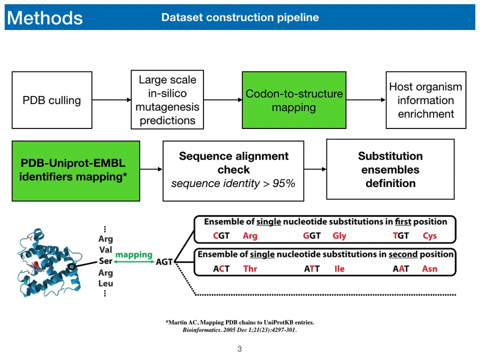The next step was to map the DNA codons to the protein sequence by first mapping the PDB, UniProt, and EMBL identifiers, and then keeping only the entries that rendered at least 95% sequence identity in an alignment with the translation of the gathered DNA sequences. This enabled us to define ensembles for our mutations at the DNA level, so the ensembles of amino acid variants resulting from single or multiple nucleotide substitutions in a given position of the codon.